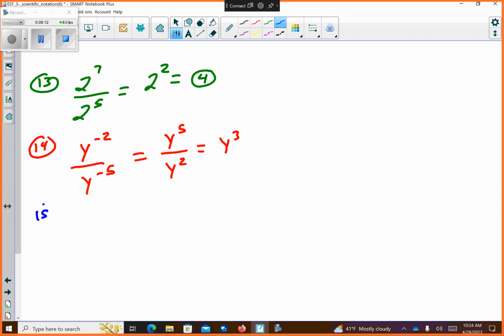Number 15, get x to the 5th, y to the 2nd, x to the 2nd, y to the 5th. This is a bunch of tug of war. Who wins with the x's, top or bottom? By how many? 3. Tug of war with the y's. Who wins? By how many? Good. Done.